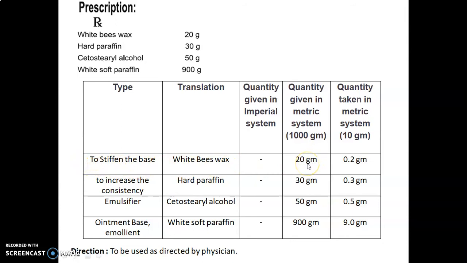Quantity given is 20 gram. Taken quantity should be 0.2 gram, which is calculated with the help of the factor. Hard paraffin is used to increase the consistency. Quantity given is 30 gram. Taken quantity should be 0.3 gram. Cetosteryl alcohol is used as an emulsifier. Quantity given is 50 gram. Taken quantity should be 0.5 gram. White soft paraffin is used as an ointment base and emollient. Quantity given is 900 gram. Taken quantity should be 9 gram. Now, direction: to be used as directed by physician.